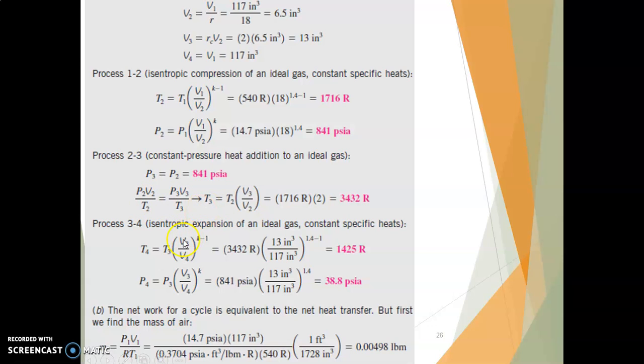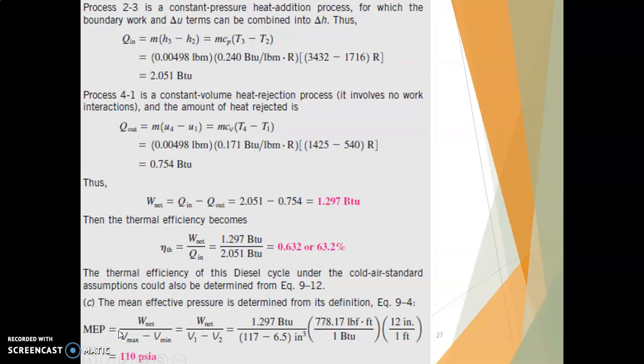Once we can calculate temperature number 3, we use the equation of the ratio of temperature and the ratio of volume between 3 and 4. Then we use the same idea for pressure number 4. Once we have calculated all the information for temperature and pressure, we can calculate heat in and out. Before calculating the heat in and out, we have to calculate the mass using the ideal gas equation. The heat in and heat out are calculated based on m Cp delta T for the combustion between 3 and 2, and the heat out at constant volume between temperature number 4 and temperature number 1. By calculating the heat in and heat out, we can calculate W net.